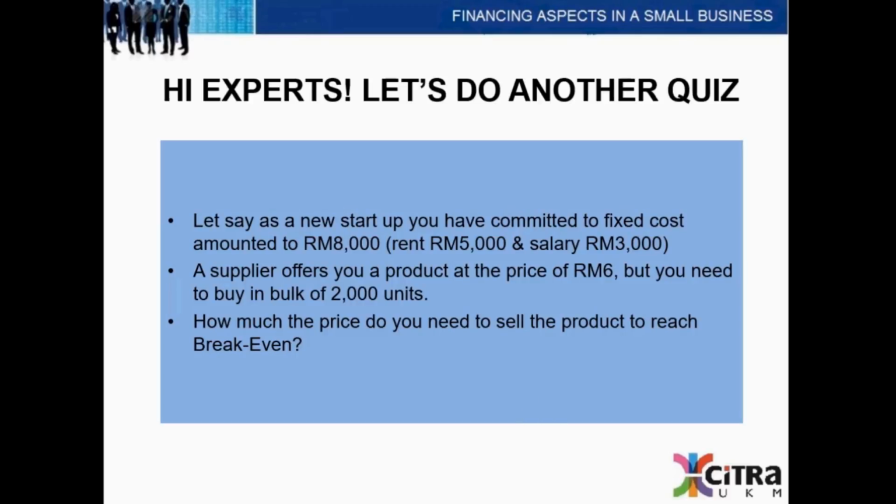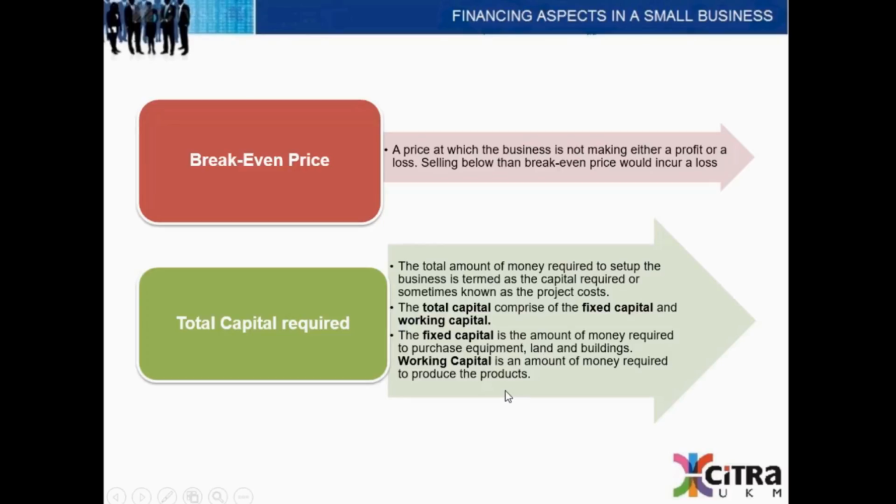So let's say a new startup, you have committed a fixed cost of RM18,000, and a supplier offers you a product at the price of 6, but you need to buy bulk in 2,000 units. So what is the price that you need to sell the product to reach the break-even? The break-even price is defined as the price at which the business is not making either a profit or loss. Selling below that will cause loss to the businesses.